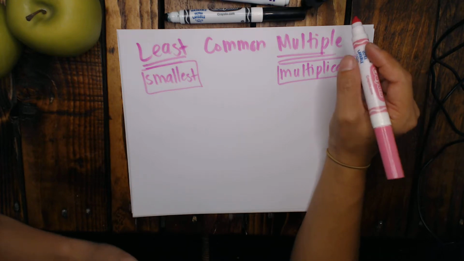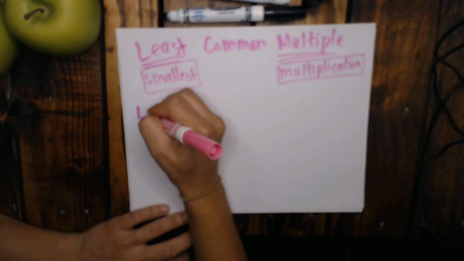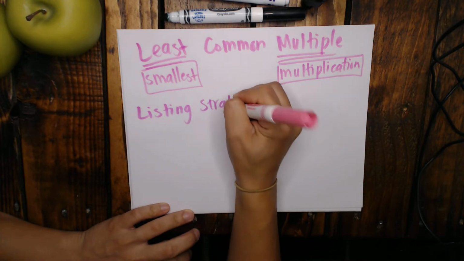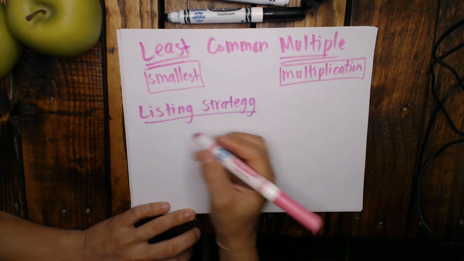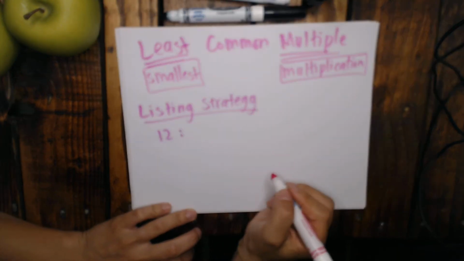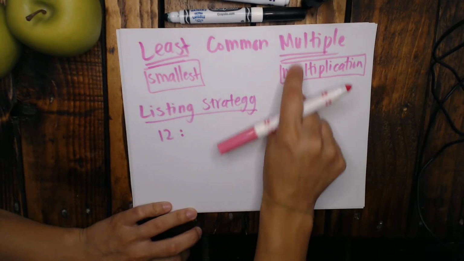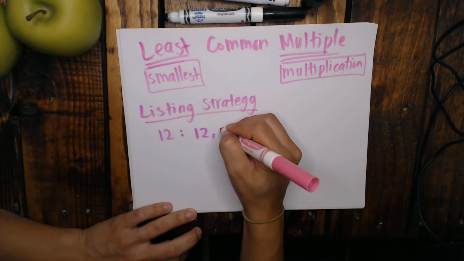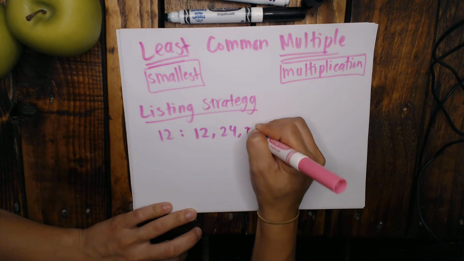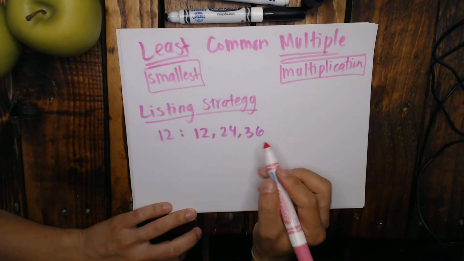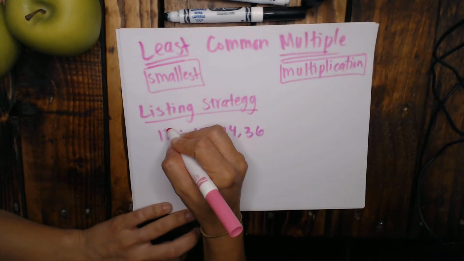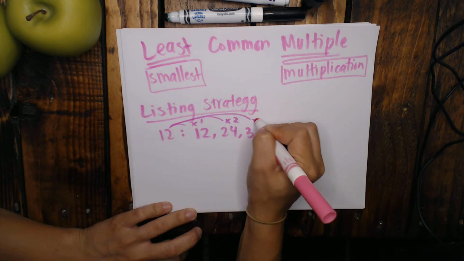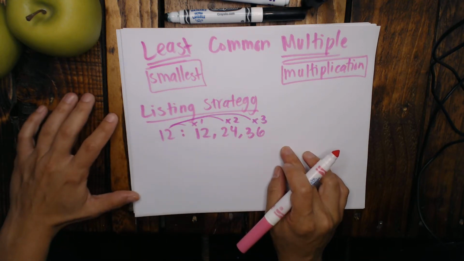I'm going to use the same numbers, 12 and 8, but this time I'm going to use my listing strategy, but I want you to take note of the difference. So again, a listing strategy. I have 12. I'm going to use my colon here, and I'm going to list all the multiples of 12. So for example, 12 times 1 is 12. 12 times 2, 24. 12 times 3 is 36. Notice these are not factors, these are multiples. I'm saying 12 times 1, 12 times 2, 12 times 3. I am listing all of my multiples.